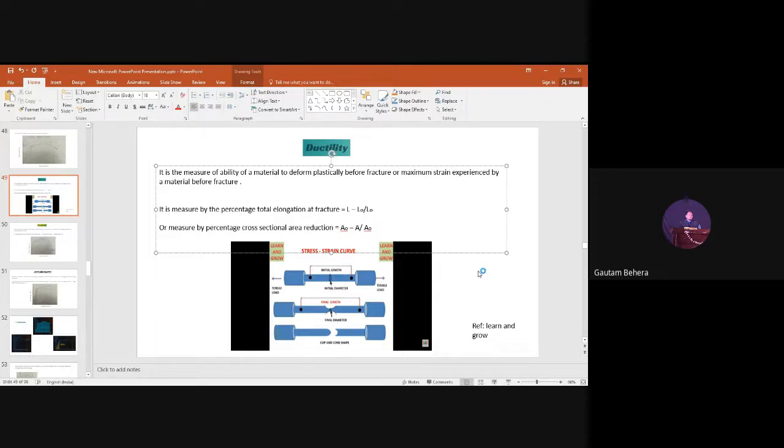The best way to remember is: always take in the numerator the bigger value minus the smaller value, right? And in the denominator, always take the initial part, right? Again, in the numerator, always take bigger value minus smaller value, and in the denominator, always take your initial part. As you can see, this is the bigger value, this is the smaller value, and this is the initial value. Similarly, this is the bigger value, this is the smaller value, and this is the initial value, right? In this way you can remember.